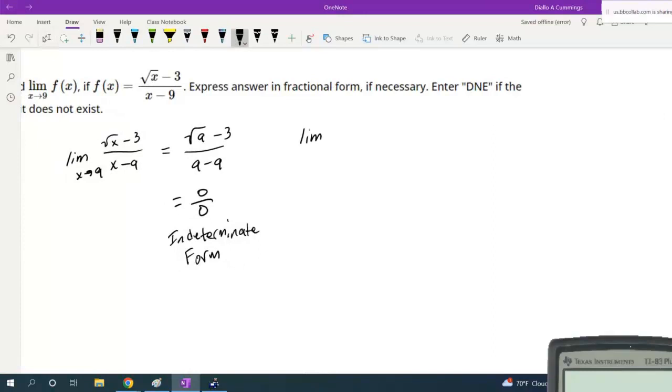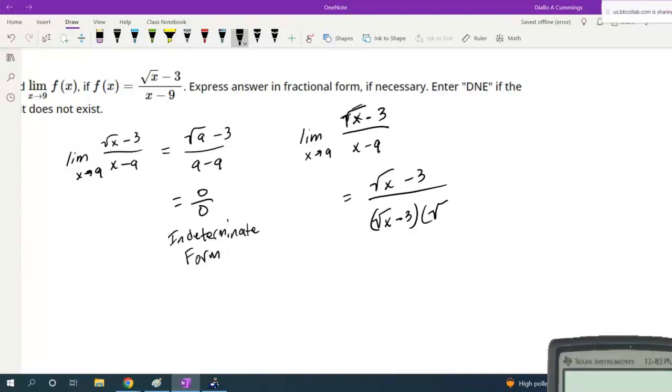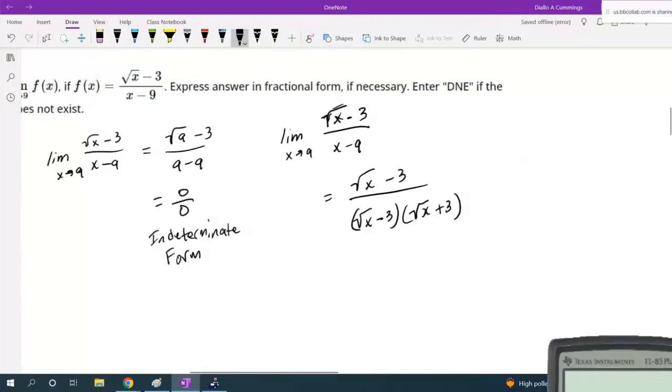So here we have the limit as x approaches 9 for the square root of x minus 3 divided by x minus 9. I can actually factor the denominator as the square root of x minus 3 times the square root of x plus 3. Keep in mind, if I were to multiply the square root of x minus 3 and the square root of x plus 3 together, I would in fact get x minus 9. So now that I've factored, I can cancel, right?